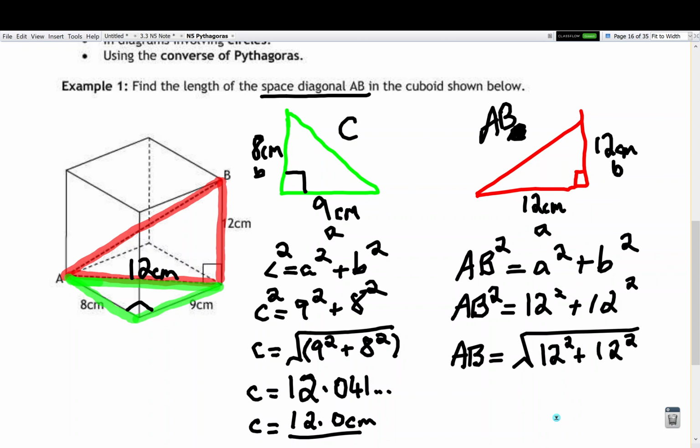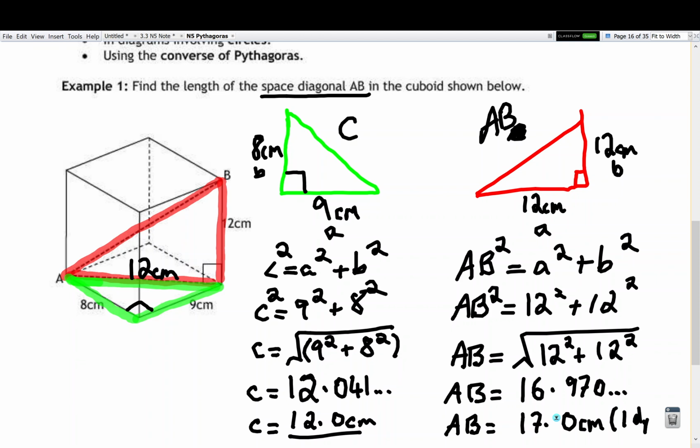And then it's just a case of putting that into your calculator carefully. Square root, 12 squared plus 12 squared. So I'm getting an answer of 16.970, which we can approximate to 17.0 centimetres. That's to 1 decimal place, to 3 significant figures.